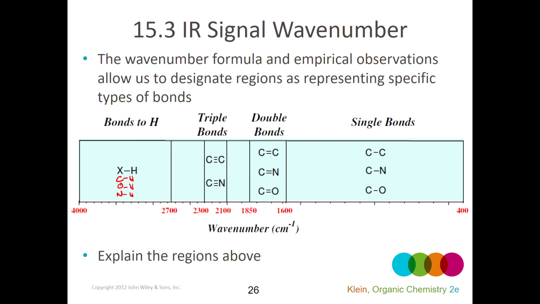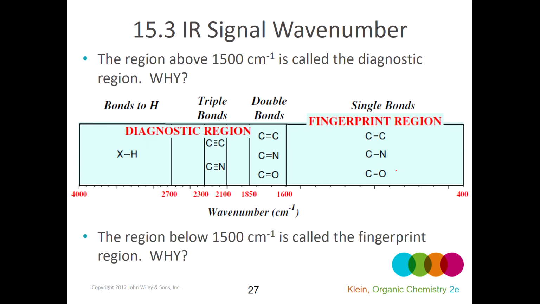Double bonds usually appear between 1600 and 1800. And then, as we said, the single bonds are difficult to really pinpoint because their stretching frequencies overlap with bending frequencies, and that causes a lot of difficulty in interpreting what's happening in that region. So the region above 1500 here is called the diagnostic region. And that's because we can diagnose what types of bonds are present depending on where we see peaks.